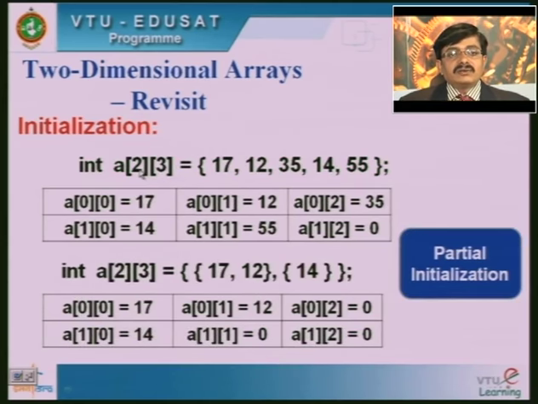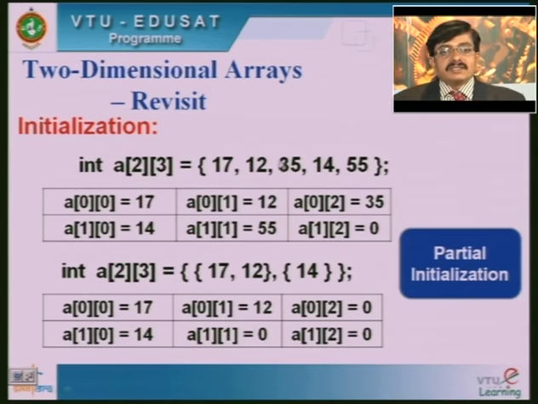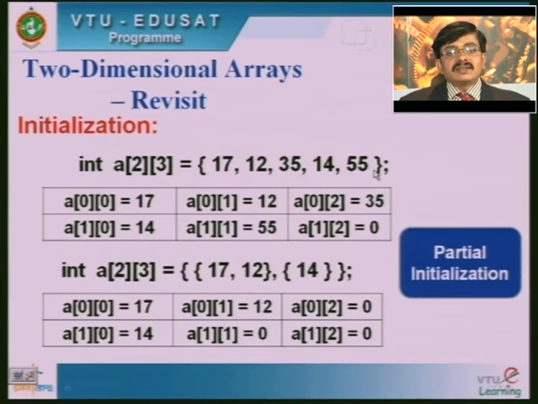Now, if you look at another initialization, a of 2 3 here. Again we have 2 rows and 3 columns, so we may expect 6 elements, but here we have mentioned 1 2 3 4 5, only 5 elements. What happens is the elements are initialized row wise. So 17, 12, 35 are considered the elements of the 0th row, and the remaining elements will be considered the elements of the first row, and so on.